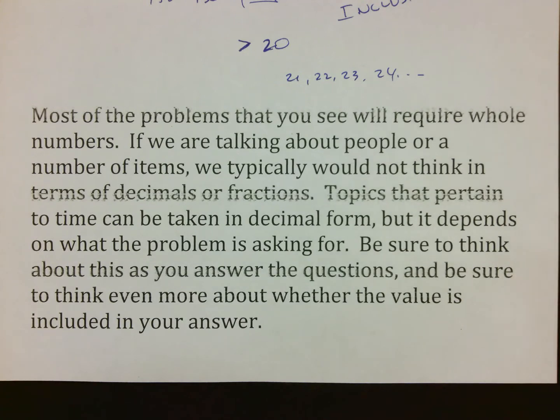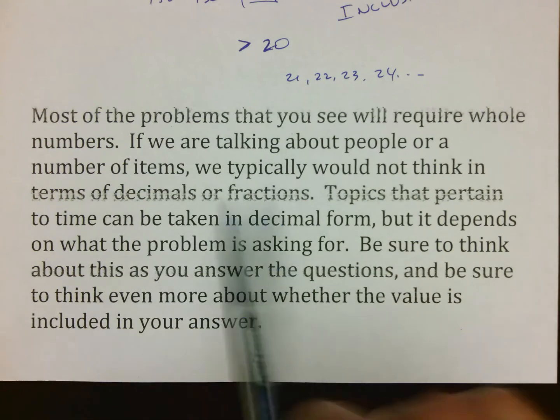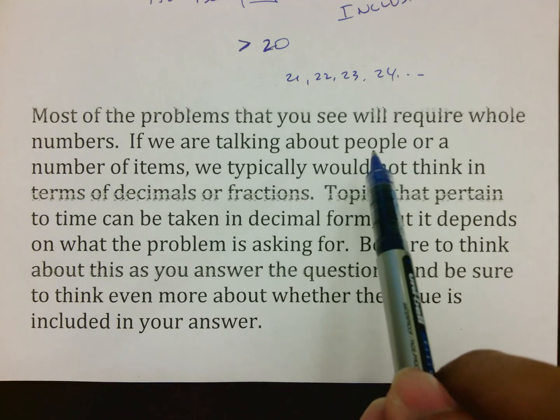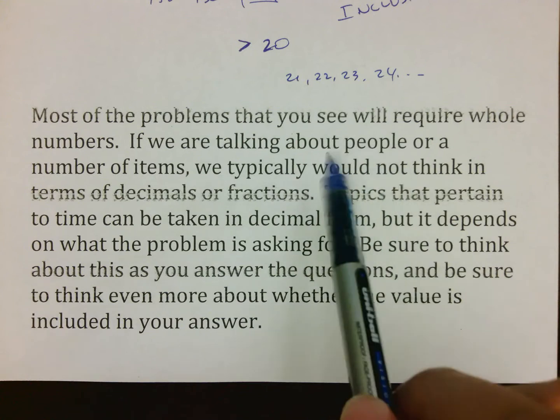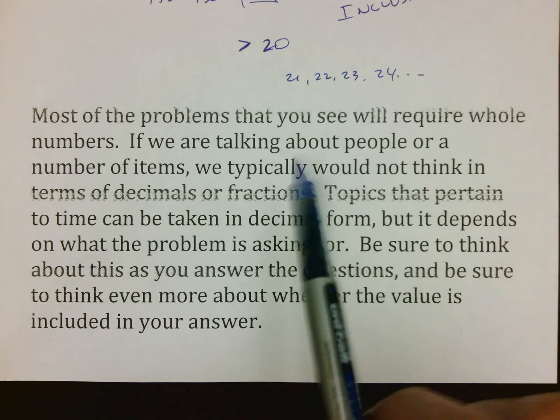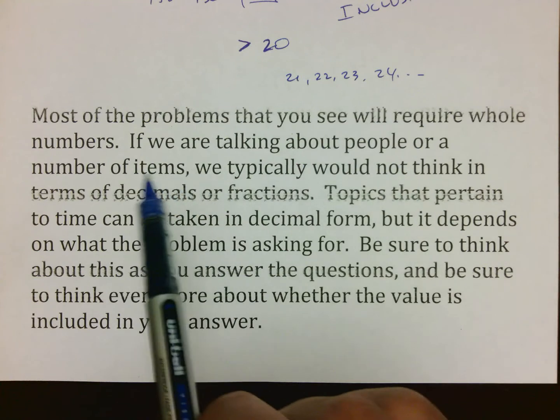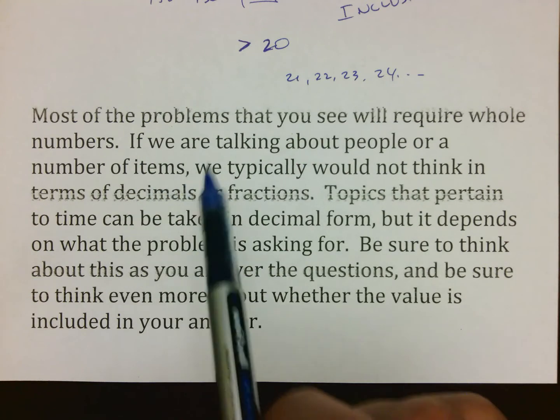Most of the problems that you see will require whole numbers. If we're talking about people or a number of items, for example, you don't have 0.23 or 0.5 of a person, 1/2 of a person, or 1/3 of a person. I just imagine that would be disturbing to see. So people you typically want to have as a whole number, and you can't go to a store and purchase 7.5 volleyballs.